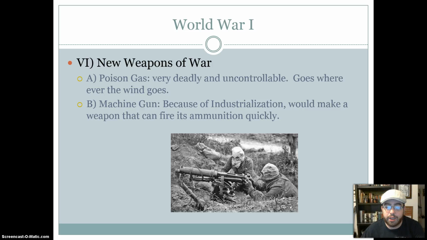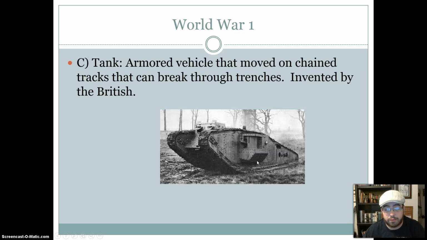You also had the machine gun, which was because of industrialization, it would make a weapon that can shoot ammunition much more faster without having to reload or even cock the pistol or the hammer. So this is right here, they're using a Browning. And they do have their gas mask on that is right outside of a trench, that little picture there.